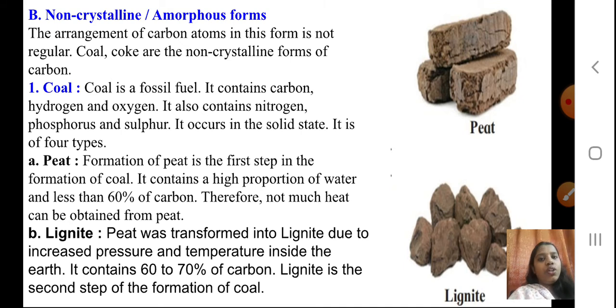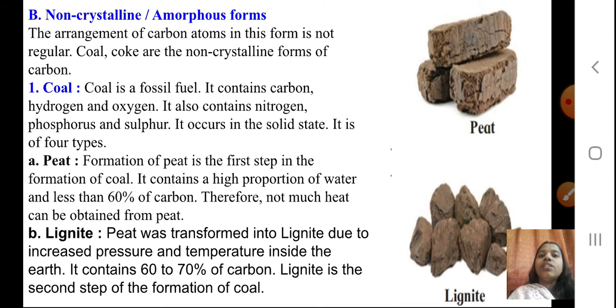Coal is a fossil fuel. Yes, you have studied this. It contains carbon, hydrogen and oxygen. It also contains nitrogen, phosphorus and sulfur. So in short, what will it contain? Carbon, hydrogen, oxygen, nitrogen, phosphorus and sulfur. It occurs in the solid state. It is of 4 types. Okay students, now we will see the 4 types in which coal occurs in nature.